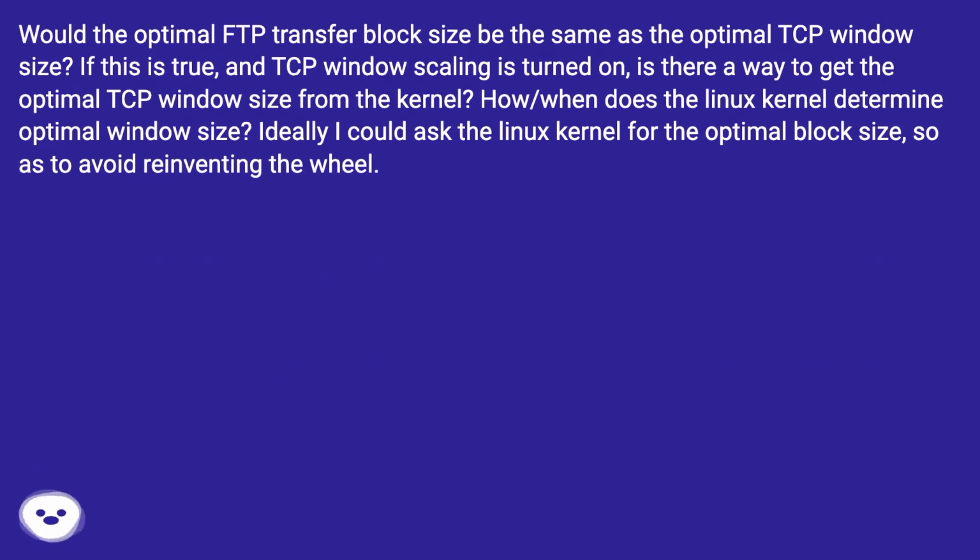Would the optimal FTP transfer block size be the same as the optimal TCP window size? If this is true, and TCP window scaling is turned on, is there a way to get the optimal TCP window size from the kernel? How/when does the Linux kernel determine optimal window size? Ideally, I could ask the Linux kernel for the optimal block size so as to avoid reinventing the wheel.